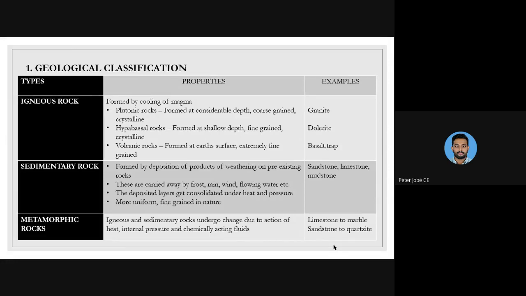Plutonic rocks will be formed at a considerable depth and will be coarse grained and crystalline. Hypabyssal will be formed at a shallow depth, fine grained and crystalline. And the volcanic rocks will be formed on the Earth's surface. And next is the sedimentary rocks.